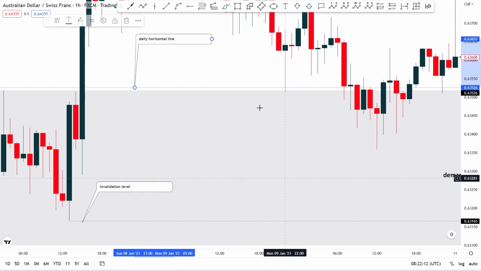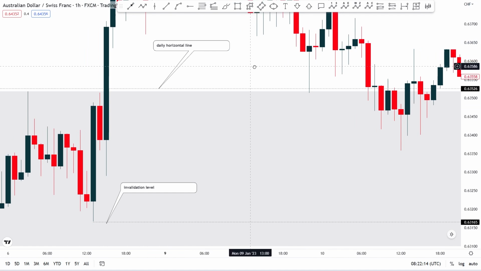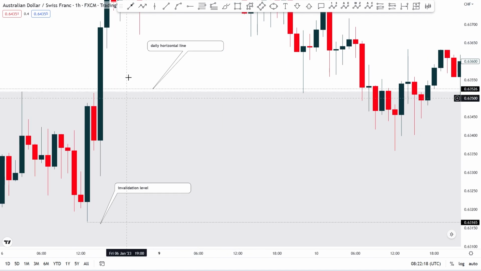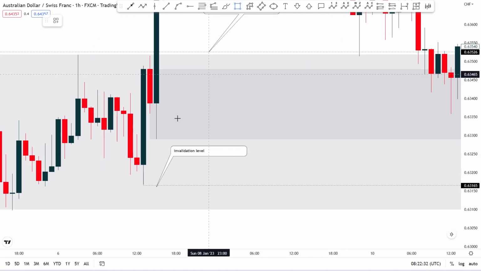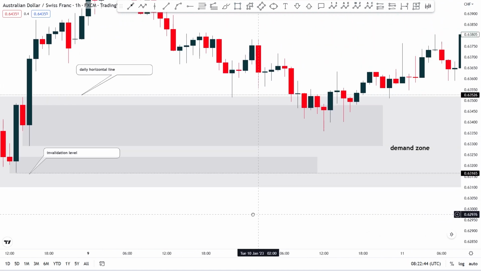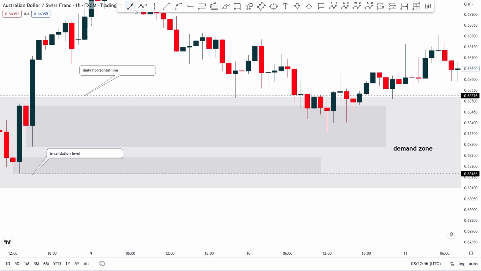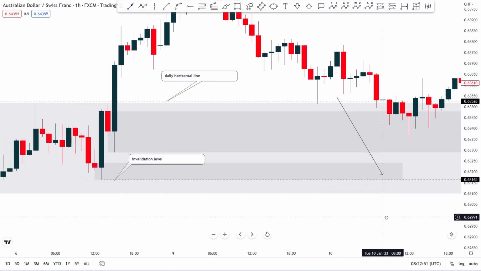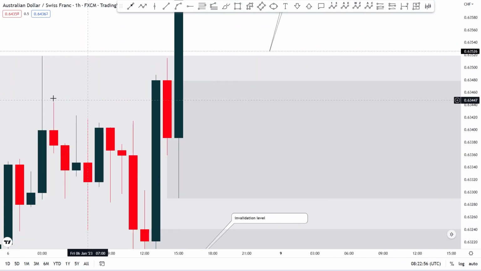Okay, so right now, because we have an invalidation level, I was looking to trade below this daily horizontal line. Because we have a daily horizontal line over here, I was looking for zones below this daily horizontal line. And I noticed this zone here, and I noticed this one over here. Okay, so for me to say that price is not going to touch this zone over here was very significant. So let me explain to you guys.